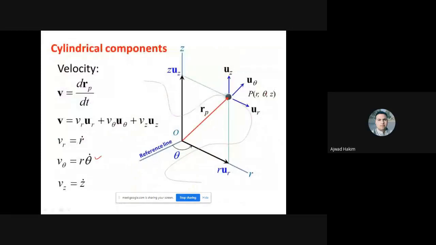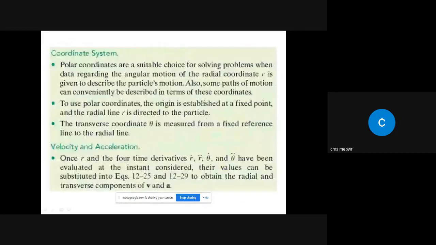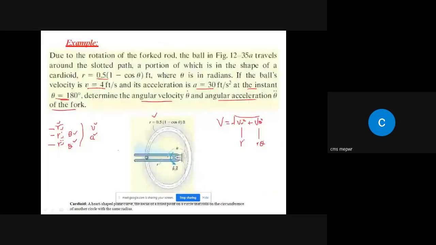So if I put these values over here, do we have v? Yes, v is 4. Do we have r dot? Do we have r? So the only unknown which we have is theta dot. So this one will be solved, right?